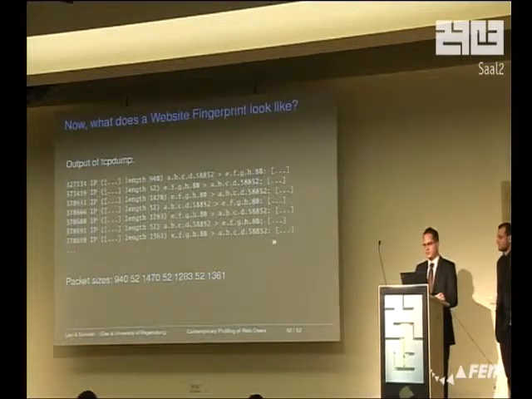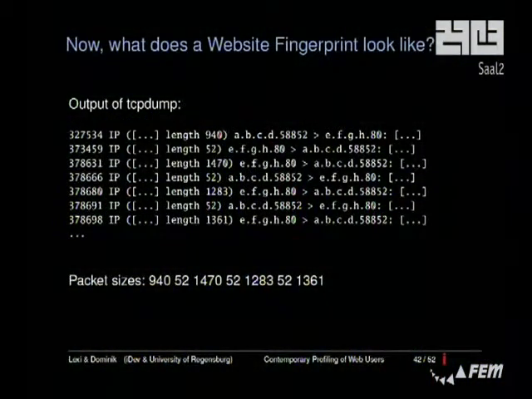Now, what does this website fingerprint look like? Keep in mind what I was talking about when I was talking about instances in the second part of this talk. We're starting with the output of a TCP dump this time. In a TCP dump, you get easy access to packet lengths, direction of flow, and timing. But in the very basic case, we're only interested in packet lengths. So in this case, you have them printed on the slide, and the aim of the attack is now, using solely those packet sizes, finding out whether it's website A, B, C, or D.